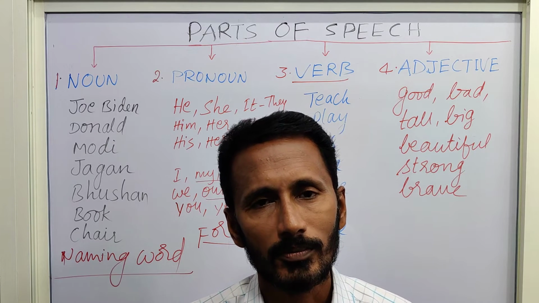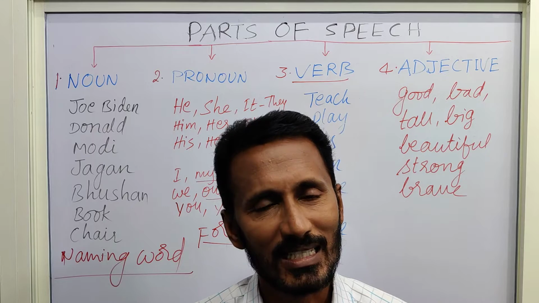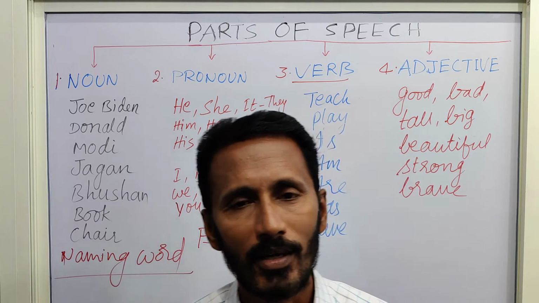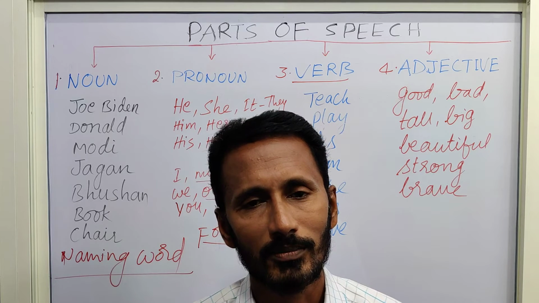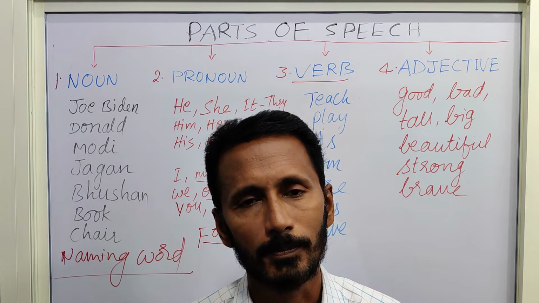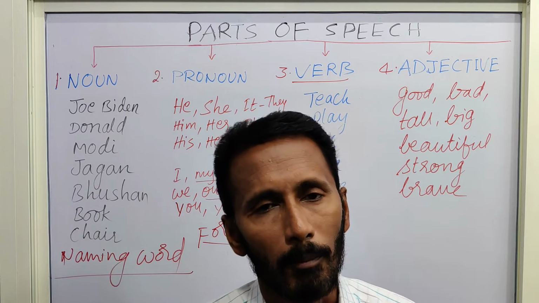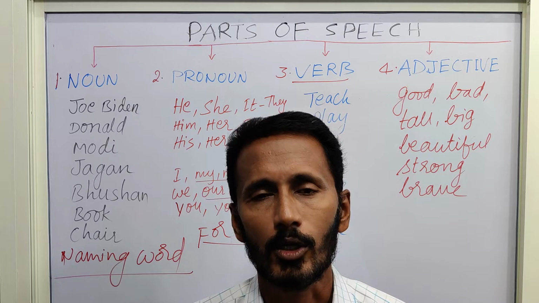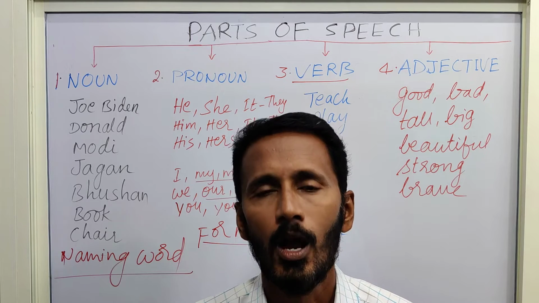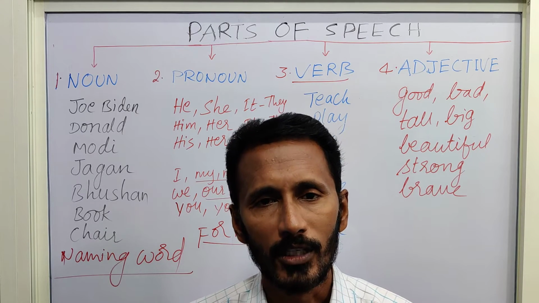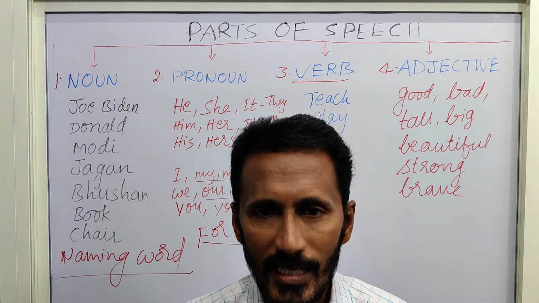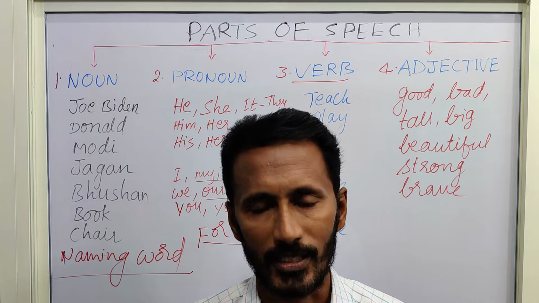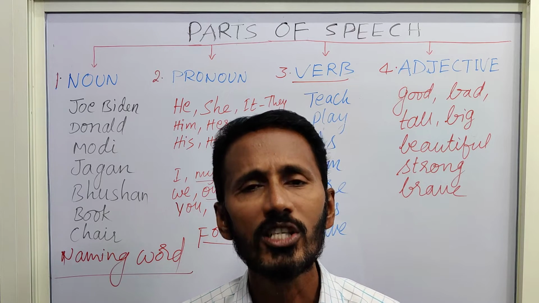Srinu sings a song. Adam plays cricket. Biden canvasses on behalf of his party, campaigns on behalf of his party. So plays, sings, teaches, etc. are called action words. But sometimes a verb denotes a state, that means a condition. For example, he is a teacher.